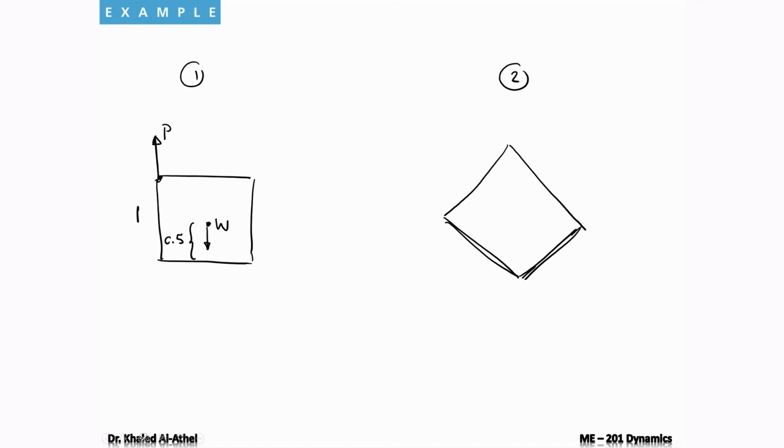This is the weight. And this is where the force P was applied. And this is 1, and this is 0.5. At position 2, I have something like this. Always draw things roughly so you can analyze things and understand how they look. I'm just going to draw it more properly.